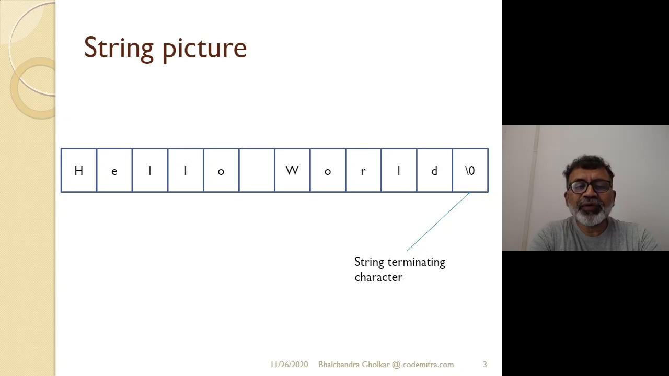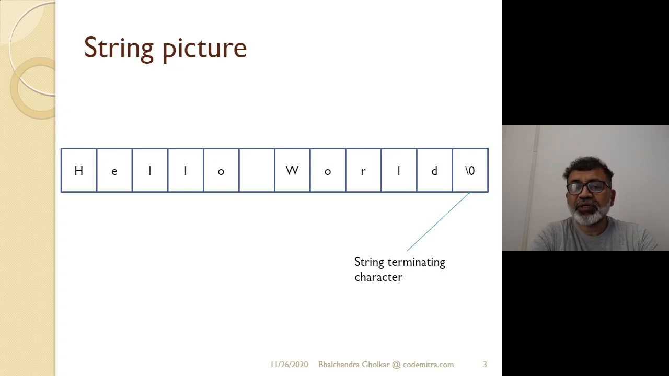Suppose I want to store hello world, then each character will be given a single byte of memory. So H will be in the first byte, E will be in the second byte, and so on. But note that at the end there is one special character called \0. \0 is called the string terminating character. Basically, this is a single character. It is not slash and zero as separate characters, so it doesn't mean these are two characters. It is a single character which is called the null character or the string terminating character, right?